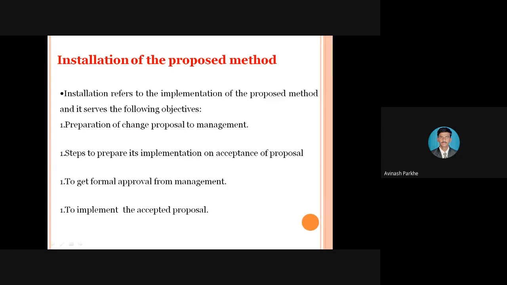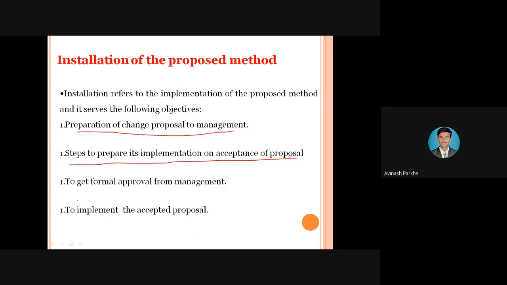we have to follow some objectives, that is, preparation of the change proposal to the management. So whatever method we have selected, we have to present in front of management. Then the second step, to prepare its implementation on acceptance of the proposal. So we have to prepare the steps, because if I have to implement that new method for further manufacturing, we have to prepare the steps: at the initial position, how that method will be implemented, at the second position, how it will be implemented.